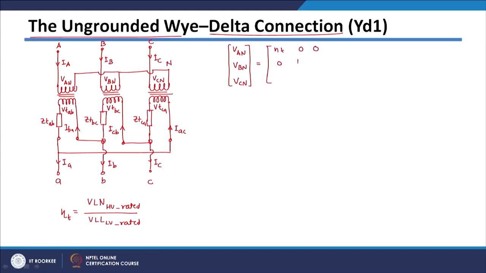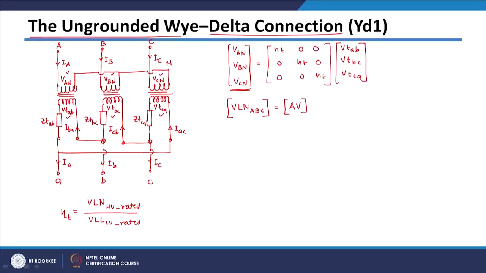NT on the diagonal of the matrix, and this will be VTAB, VTBC and VTCA. These terminal voltages here are related to VAN, VBN, VCN by just the turns ratio. So we can write this in short form. These voltages are line to neutral voltages, ABC capital letters, and will be equal to this matrix, we know it is the AV matrix, multiplied by the VTABC matrix. Let us say this is expression number 1.